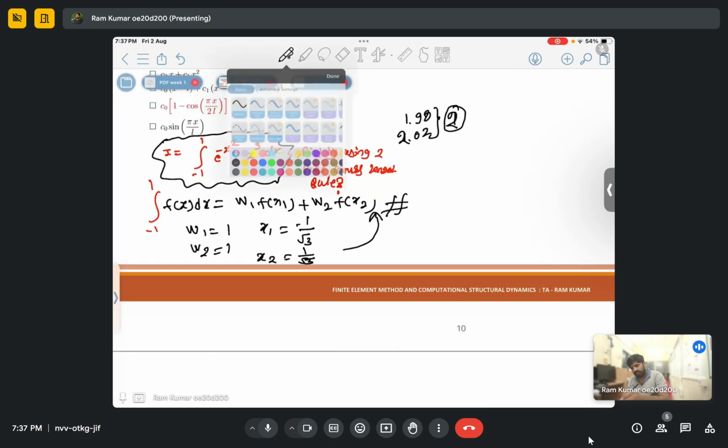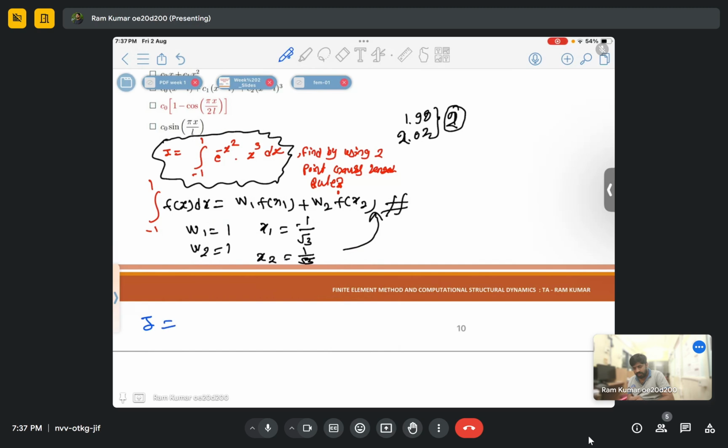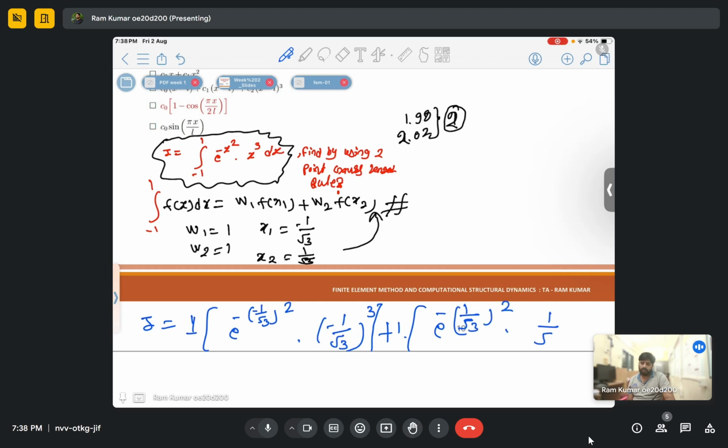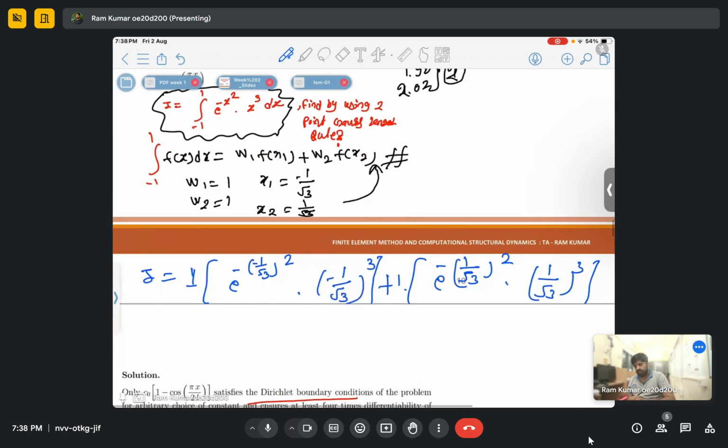Okay, now we have to put these values. So I equals the integral from minus 1 to 1, that's fine. W1 we have 1, so W1, f(x1) means e to the power minus (1 by root 3) square into (minus 1 by root 3) cube. That's fine. Plus W2, it will be 1 again, then e to the power minus (1 by root 3) square into (1 by root 3) cube. So this will be e to the power minus 1 by 3, minus 1 by 3 root 3.